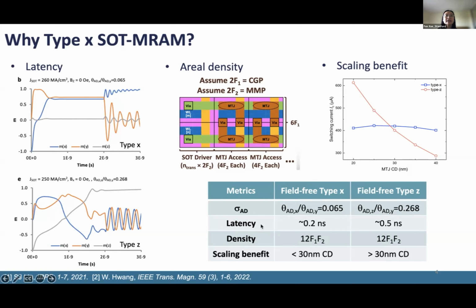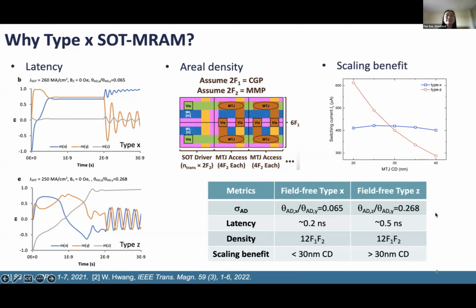About the areal density, I put a layout here, so you see some MTJs. Compared to type Z, type X just needs some extra space in the X direction, which is actually limited by the F2, the minimum metal pitch, and it doesn't need any extra space in this direction. So I would say it is the same areal density as type Z SOT MRAM.